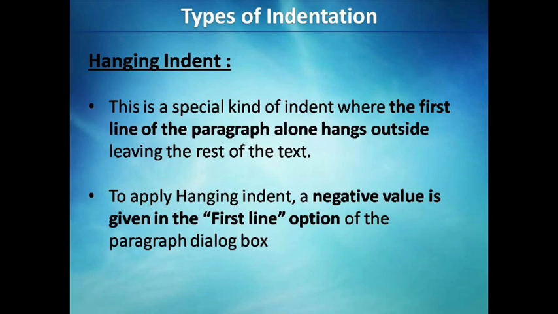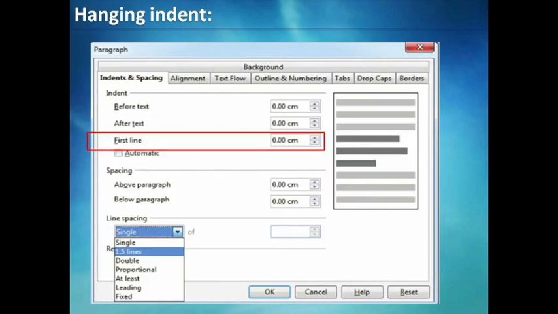To do that, again we have to open the paragraph dialog box by choosing the format menu, paragraph option. In that, again we have to click the indents and spacing tab. In that, we have to select the third option, first line, from the indent group. In the first line spin box, instead of entering a positive value, we have to enter a negative value. It may be any number which starts with minus. After pressing the OK button, the paragraph is entirely moved away from the left margin, that is, outside the margin.